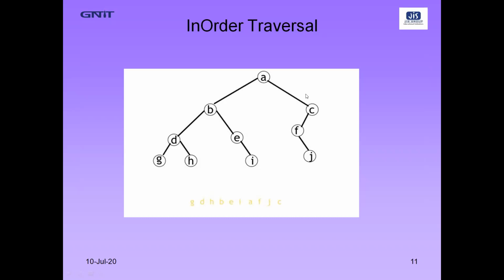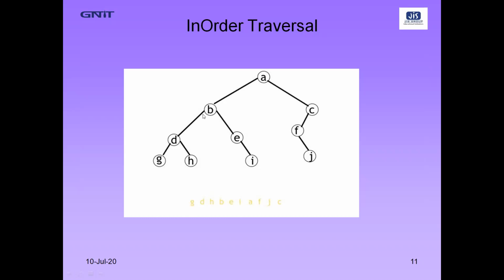Now according to the left subtree with respect to node A, here we go to the leftmost portion. Now this left subtree part, the leftmost child here is G. So G is visited first, then its immediate parent node, that is D, is visited. So after G, then D is visited, then its right subtree, which is H. So H is visited. Now all the left subtree with respect to node B is visited.